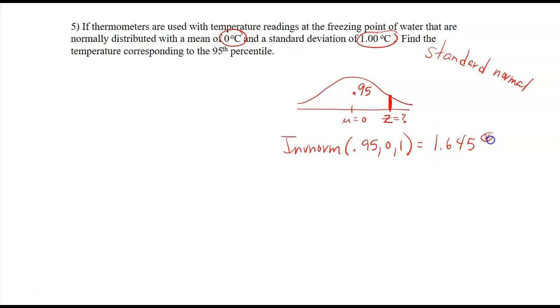And I get 1.645. This is one of those that we are going to give to 3 decimal places. This one occurs very often. So when you see 1.64485, we're going to round that to 1.645.